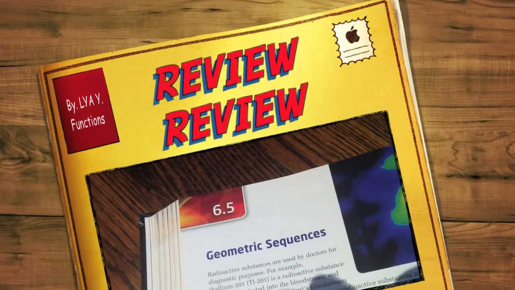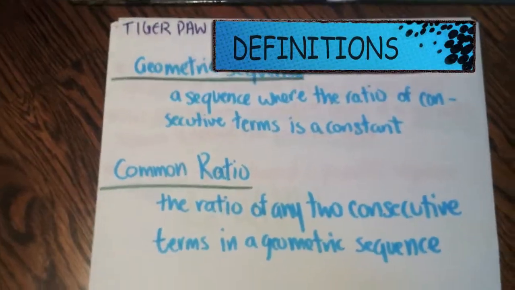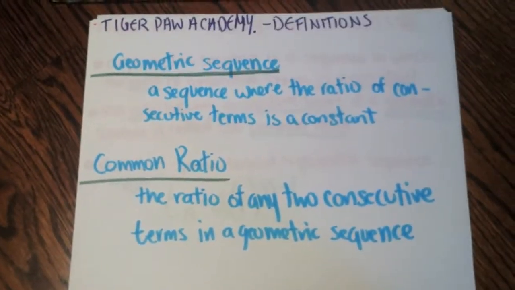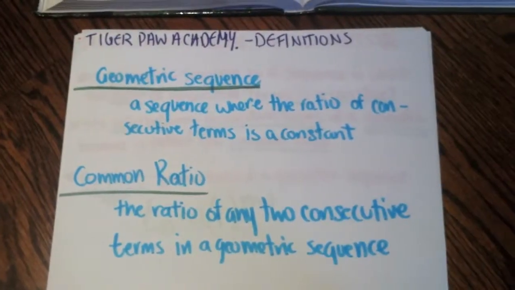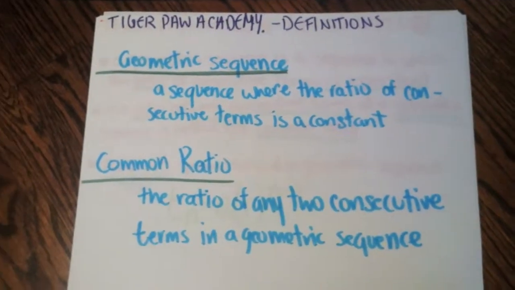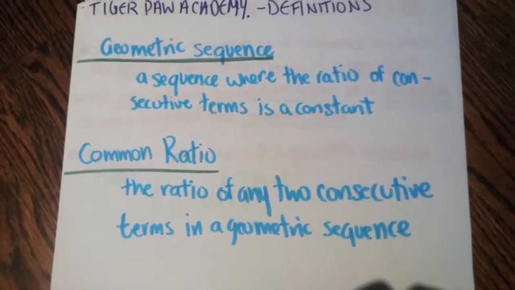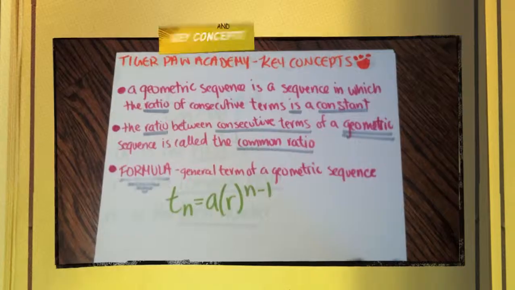In this video, we will be reviewing 6.5 geometric sequences. In this section, there are two definitions: geometric sequence and common ratio. A geometric sequence is a sequence where the ratio of consecutive terms is a constant, and the common ratio is the ratio of any two consecutive terms in a geometric sequence.